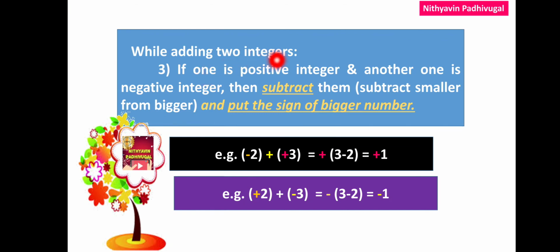While adding 2 integers, if one is a positive integer and another one is a negative integer, then what to do? Subtract them. Oh, it is enough to subtract. But how to subtract? Subtract the smaller number from the bigger number without thinking about their signs. Okay, without thinking about their signs, subtract the smaller numerical value from the bigger numerical value, and then put the sign of the bigger number.